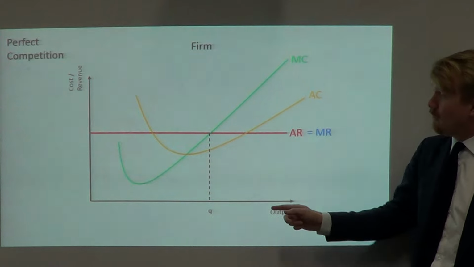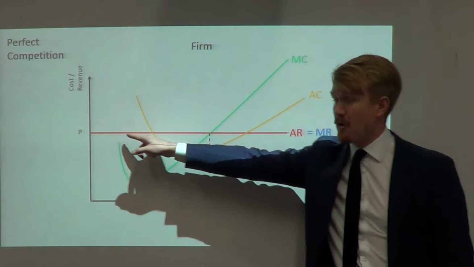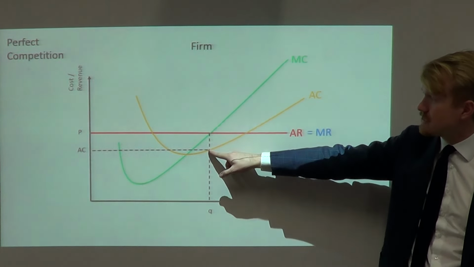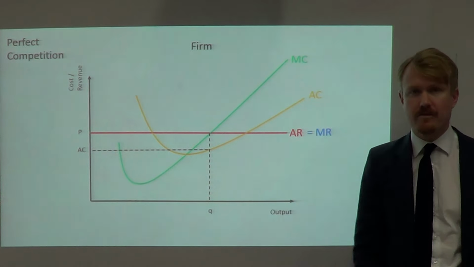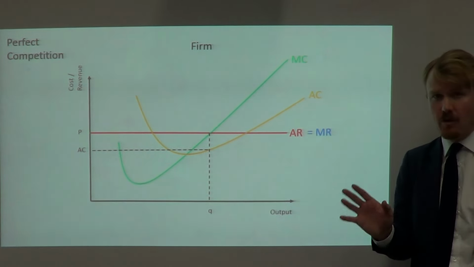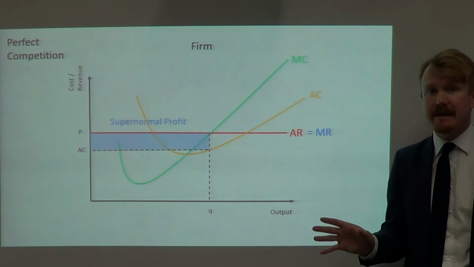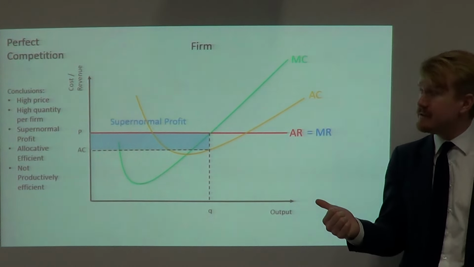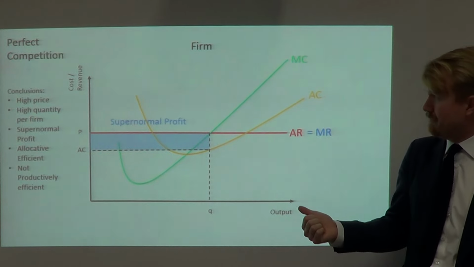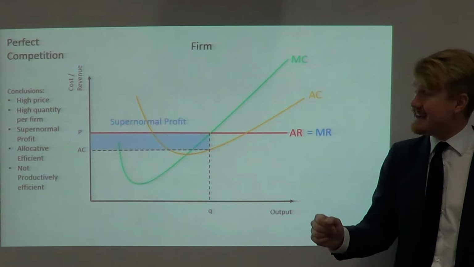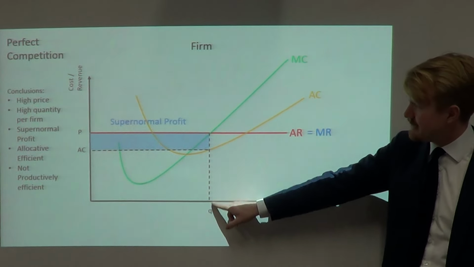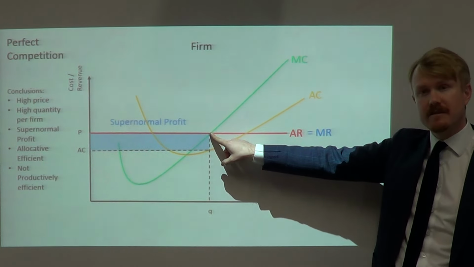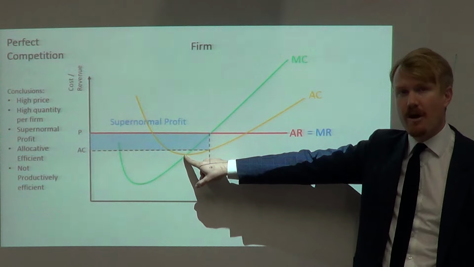At the new quantity, we can figure out, well, what's our price? Our price is, well, it's the market price. No surprises there. Our average cost is whatever the average cost curve is as it crosses this quantity line, and that's our average cost there. This is a firm, even though it's in a perfectly competitive market, that is making supernormal profit in the short term. And so we would conclude that we've got a fairly high price. We've got a high quantity per firm, supernormal profit, which is there. This is allocatively efficient because we will see that at quantity Q, the price equals MC. So that's good, we've got some efficiency. However, it's not productively efficient because we're not producing where average cost is lowest.